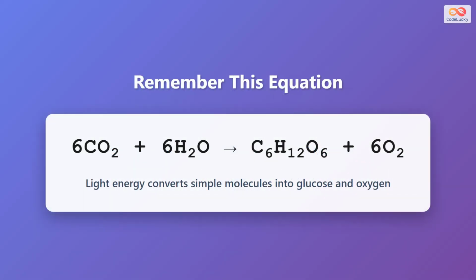Let's review the complete photosynthesis equation one final time. 6 carbon dioxide plus 6 water yields 1 glucose plus 6 oxygen. Remember that light energy powers this reaction, and it occurs in the chloroplasts of plant cells. This equation is fundamental to understanding how plants produce food and oxygen. By mastering this equation, you've learned how plants support life on Earth by converting sunlight into energy and releasing the oxygen we need to breathe.